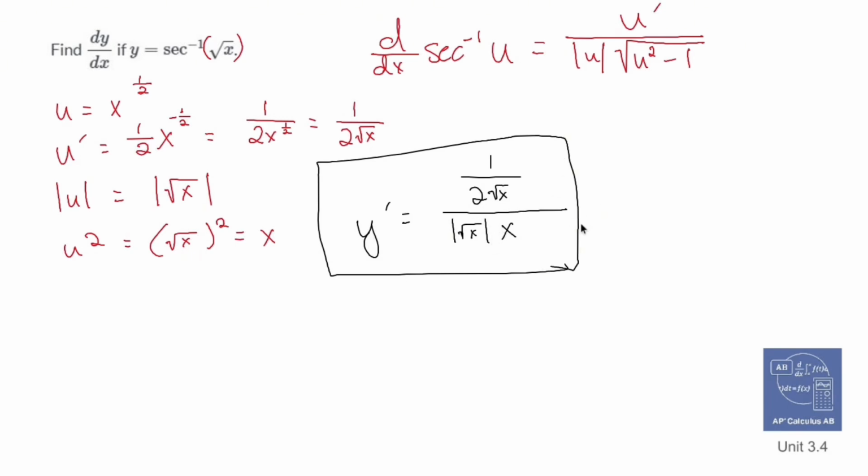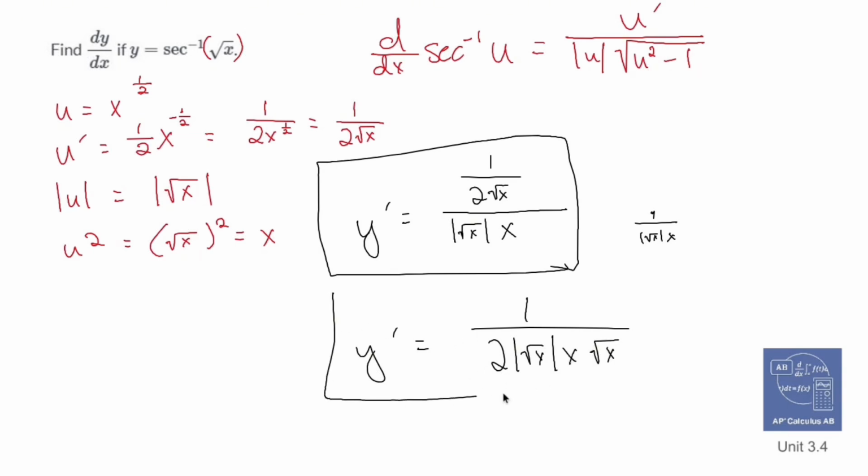So I guess if you were to do that, you would multiply the top and the bottom by 1 over the absolute value of root x. So that would look like this. y prime equals 1 over, you would have 2, you would have the absolute value of root x, you would have x, you would have root x. It's a mess. So I guess all of these are okay, but none of them are great.